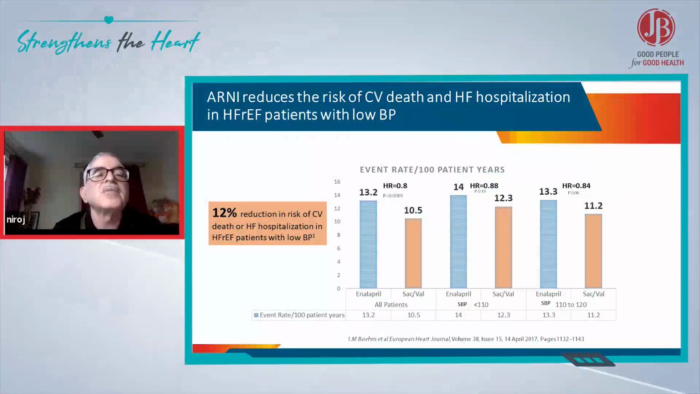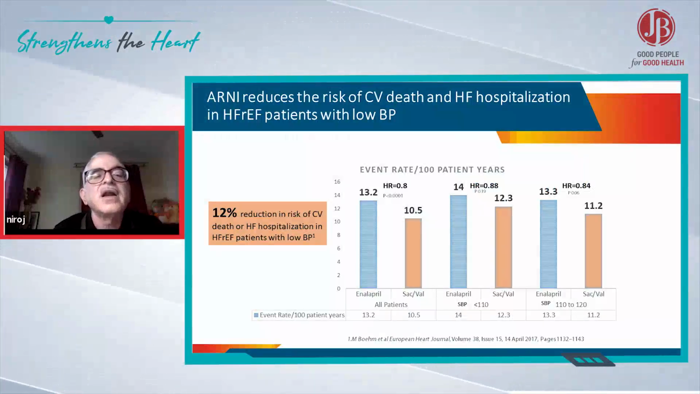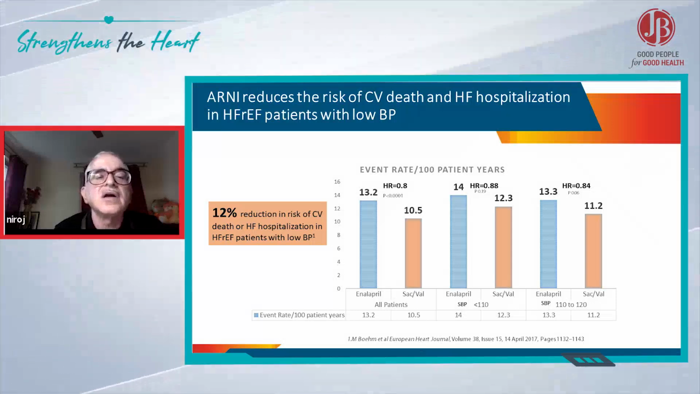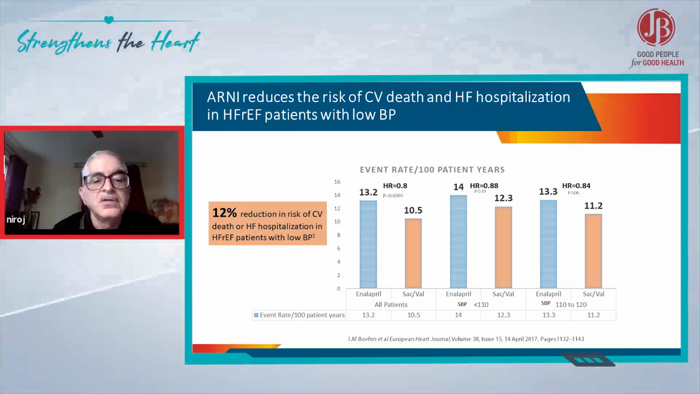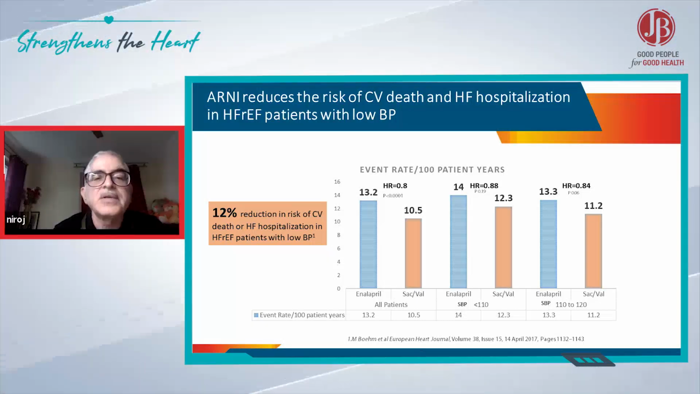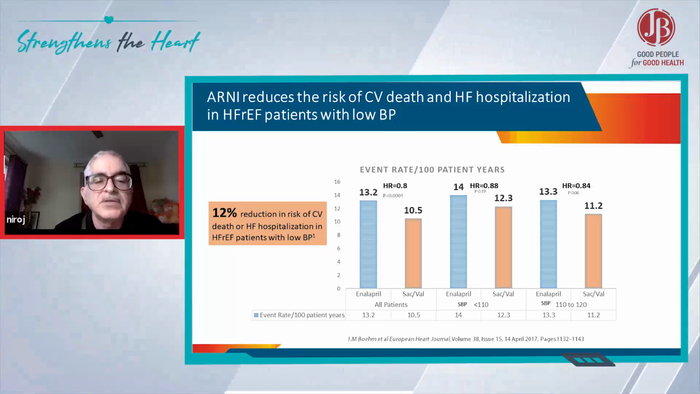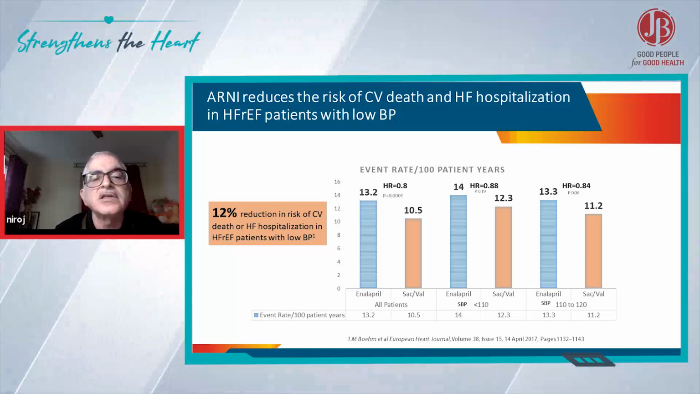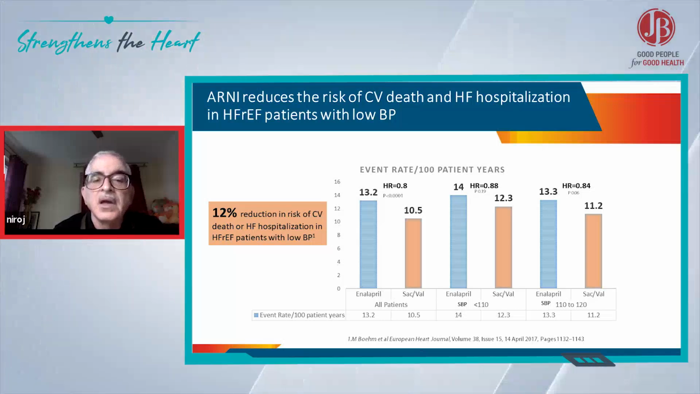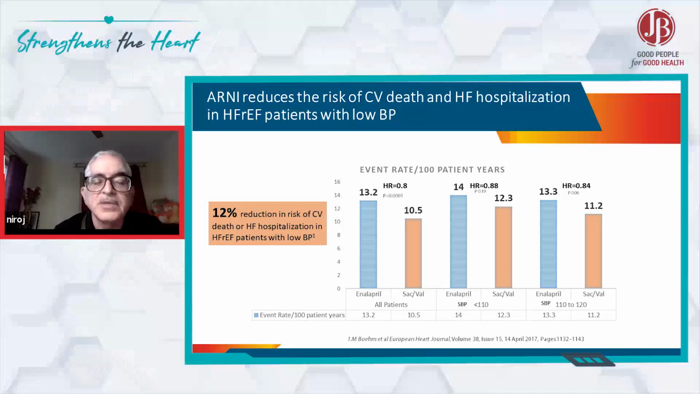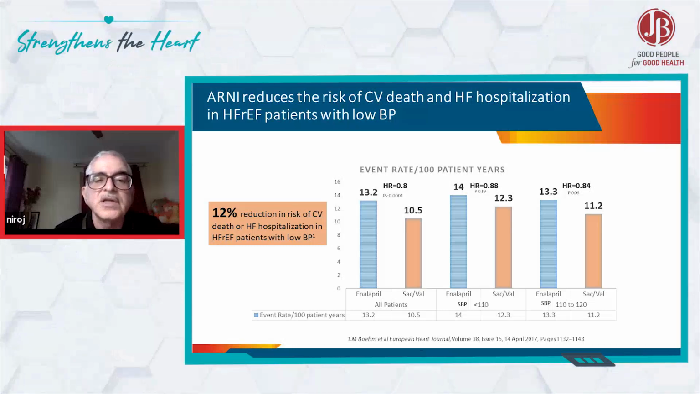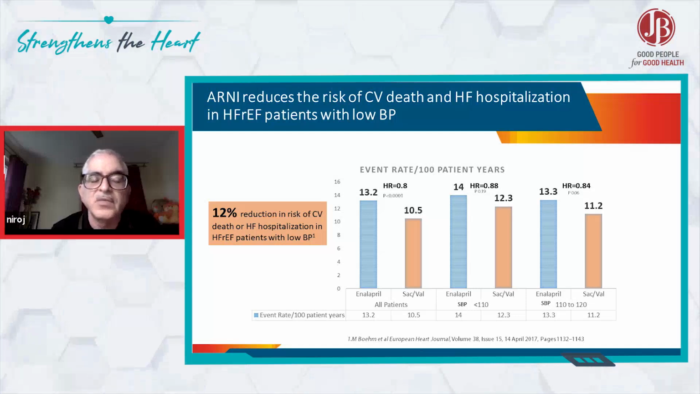So if somebody has a systolic blood pressure of, say, 110 or 108, should you give this drug or not, or is it going to be beneficial in such patients or not? These are patients with heart failure with reduced ejection fraction, and here you can see ARNI versus enalapril, that is, sacubitril valsartan. There is a reduction of around 20% overall, even in hospitalization and death. So that we know from PARADIGM-HF.